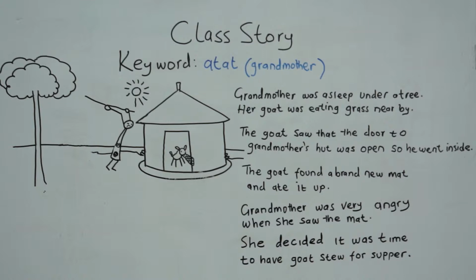Grandmother was asleep under a tree. Her goat was eating grass nearby. The goat saw that the door to grandmother's hut was open, so he went inside. The goat found a brand new mat and ate it up. Grandmother was very angry when she saw the mat. She decided it was time to have goat stew for supper.